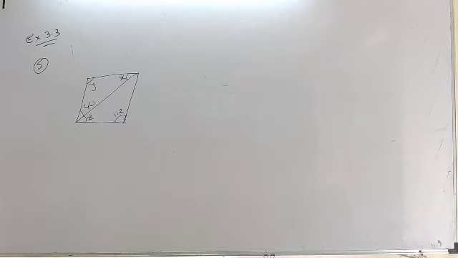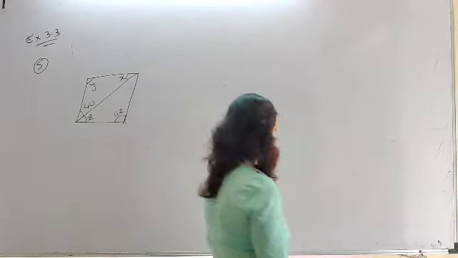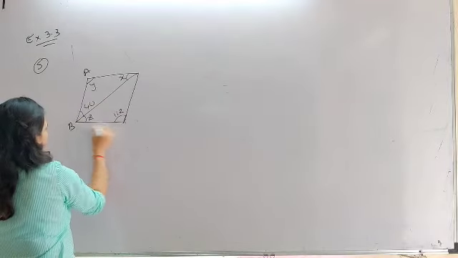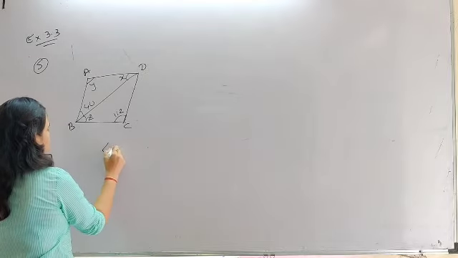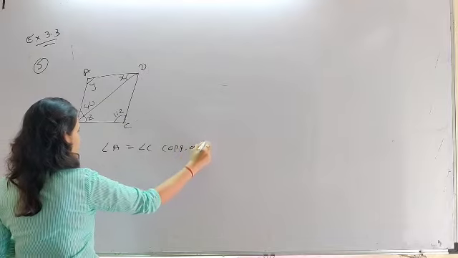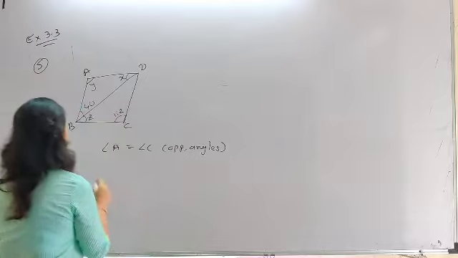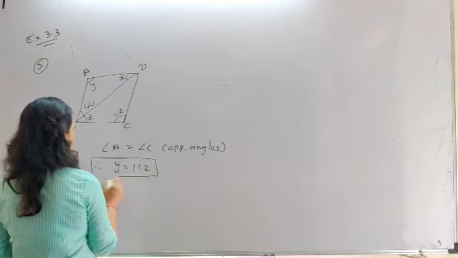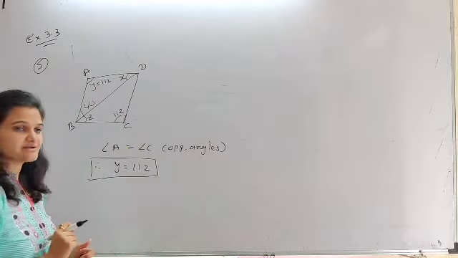Now here it is a parallelogram, x, y and z. Again we have to find. So first naming: A, B, C, D. Here A is equal to C. They are opposite angles of a parallelogram, and opposite angles of a parallelogram are equal. So y is equal to 112. So y we got, 112. Now we have to find x and z both.